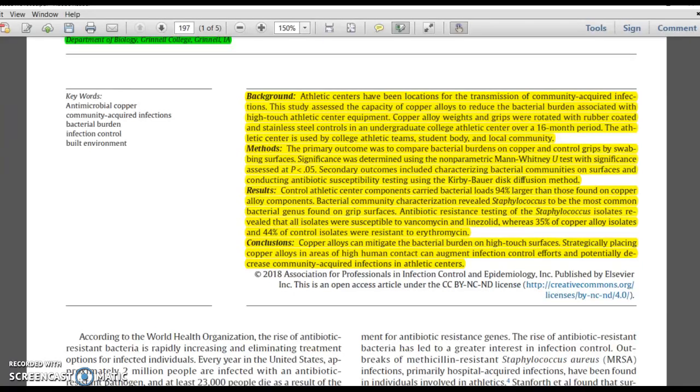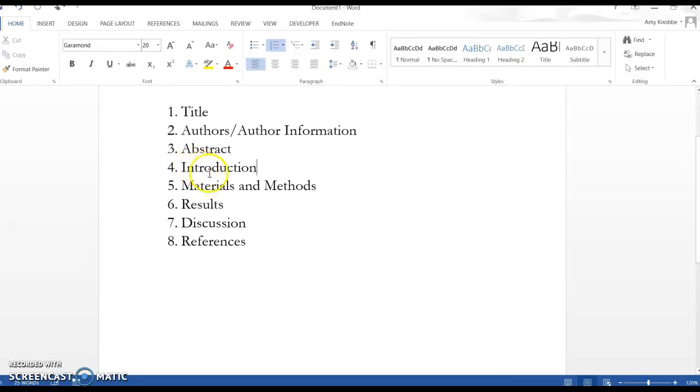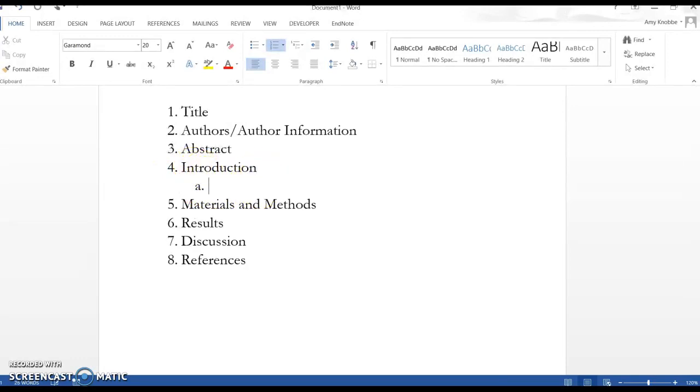So in this video, we are going to pick back up right after the abstract with the first major section of the paper, and that is going to be the introduction. Now, the goal of the authors in the introduction is going to be several different things. One of the main things they're going to do is provide any sort of background information that you're going to need to understand the paper.